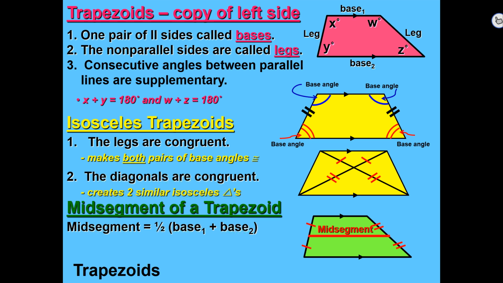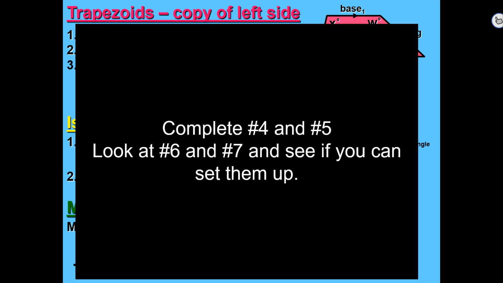So if they told you the length of base 1 was 6, and they told you that the length of base 2 was 8, you would just add the two together and divide by 2 to find the length of your mid-segment. You'll know that it's a mid-segment because you can see it splits the two legs into congruent pieces, meaning it hits midpoint to midpoint. All right, so now that we know what a mid-segment is, let's go back to our paper.